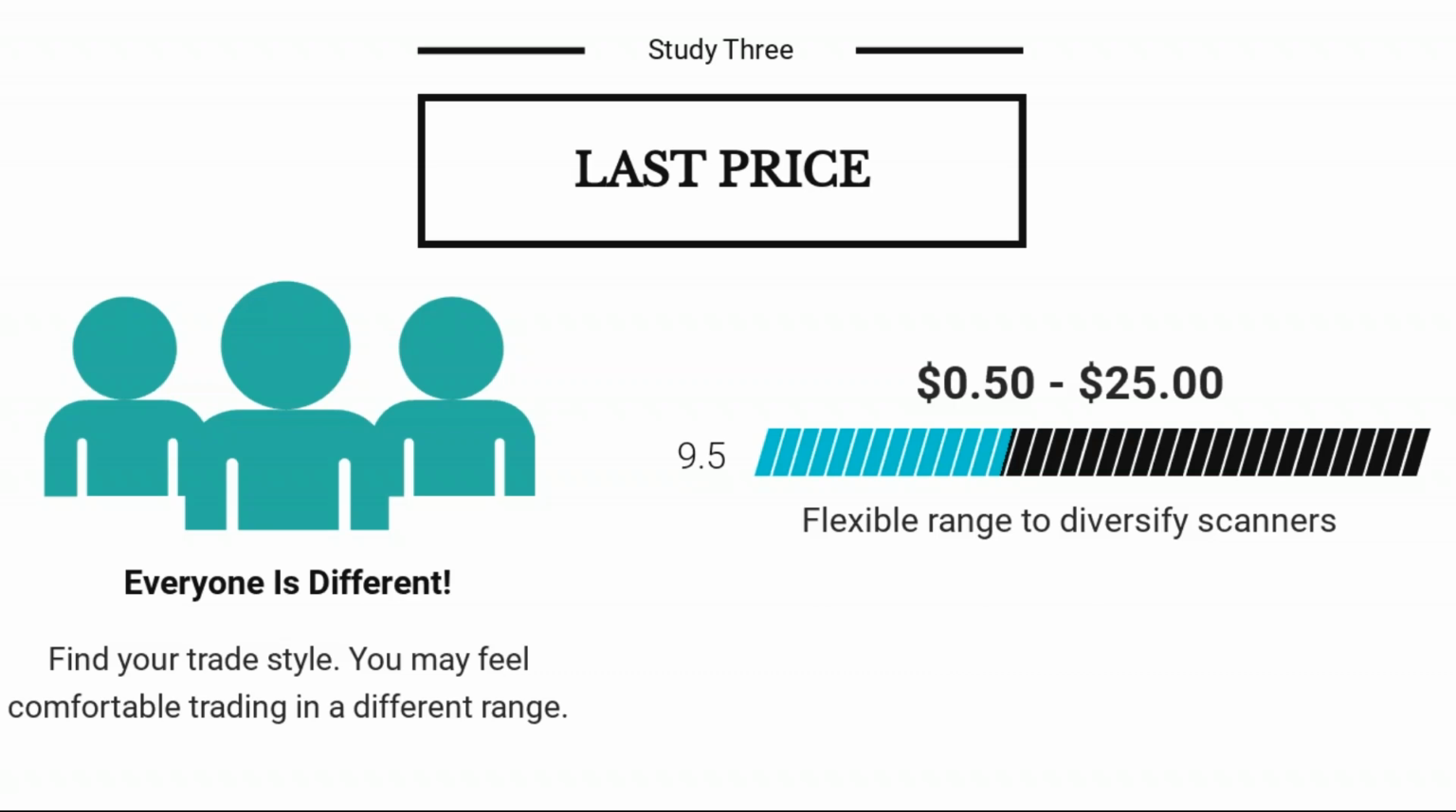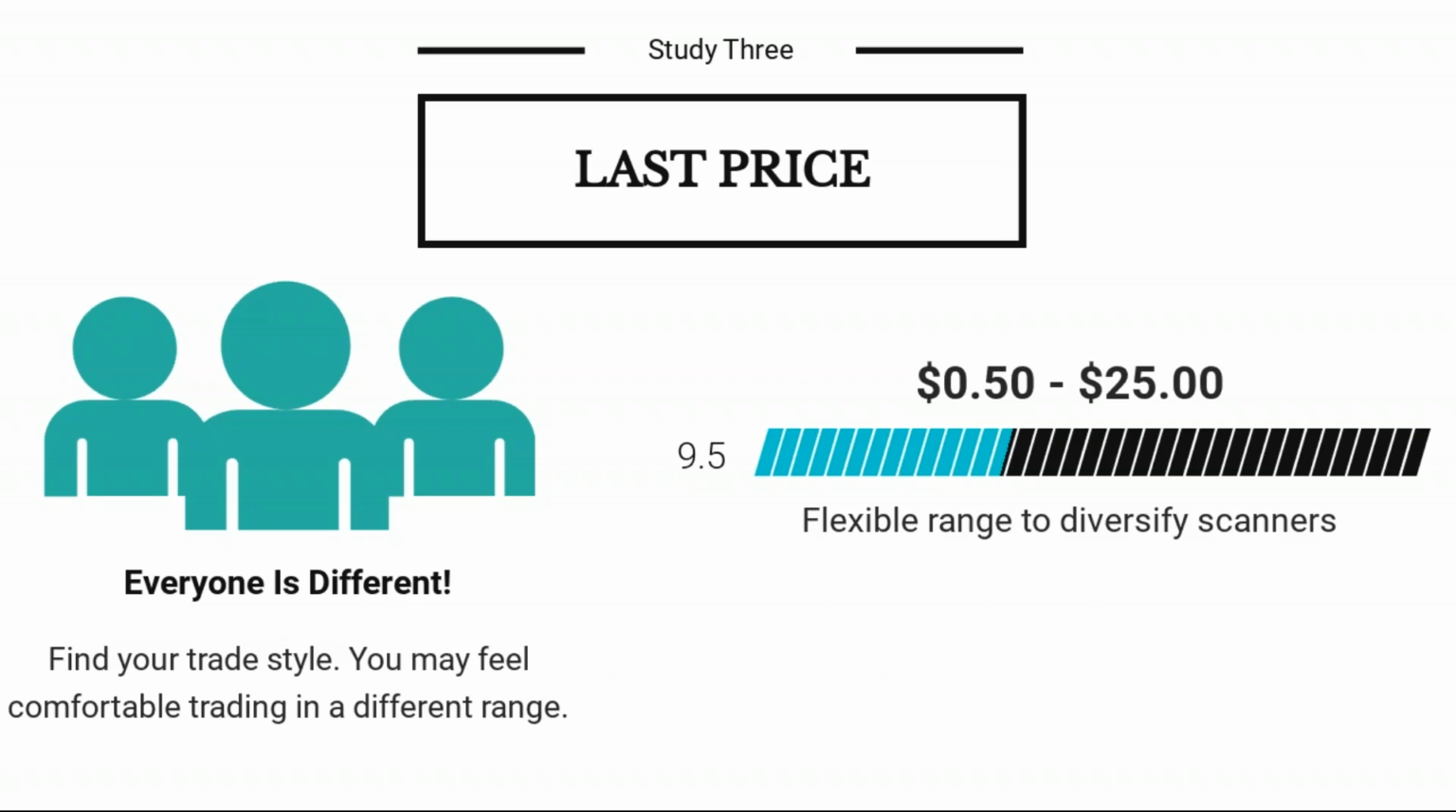The last price is, like I said, the price range in which you're comfortable trading. And I do want to point out that everyone is different here. This is one of the studies that really separates the preferences, and where you can find your own way and hone your trading style based on these scanners. I always suggest you find your trading style and what you feel comfortable trading in a different range. It may be different from me, and it may be different from CAF or anybody else in the chat room.